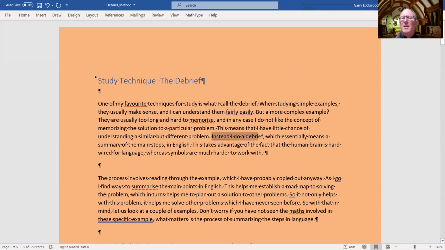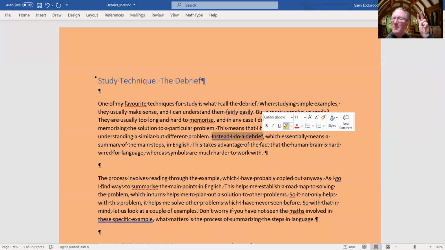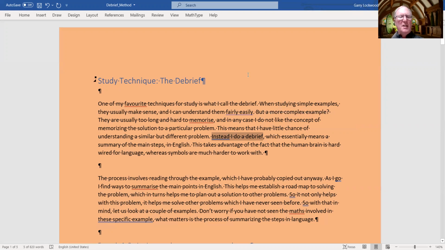Instead of memorizing, I do a debrief, I call it, in quotes, which essentially means a summary of the main steps in English. That's my native language, I don't know what yours is. And this takes advantage of the fact that the human brain is hardwired for language. So words are easy, but symbols are hard.